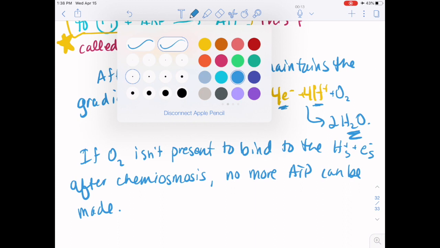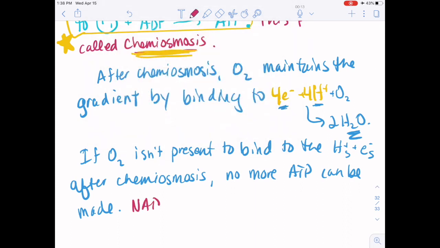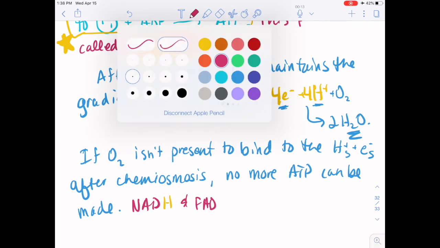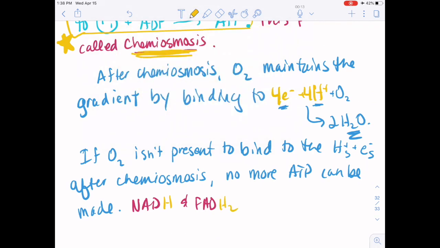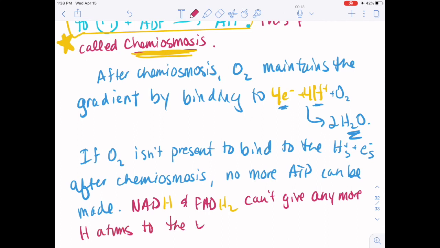NADH and FADH2 can't give any more hydrogen atoms to the ETS. And your cell is basically screwed if it can't make any more ATP by chemiosmosis.